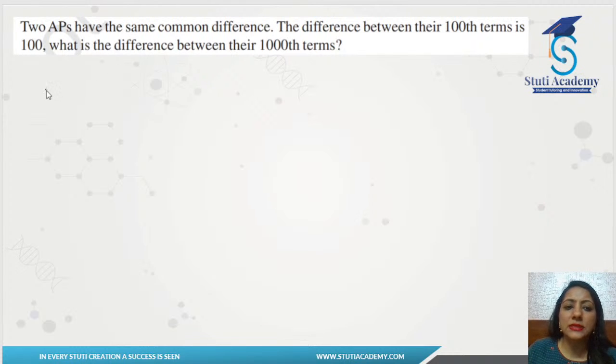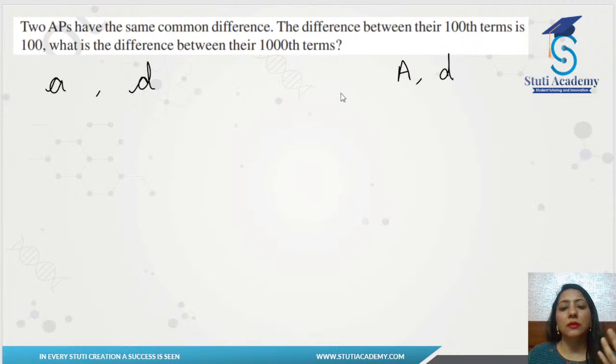Let us take the first AP with the first term as small a and the common difference as d. And here I am taking the second AP where I am taking the first term as capital A and the common difference as d. Now please notice I have taken the first term as small a and capital A because I don't know whether they are same or different. So I will assume them to be different. But then I know that the common difference of both the APs is the same. So that's why I've denoted both of them by small d. That means the common difference is the same.